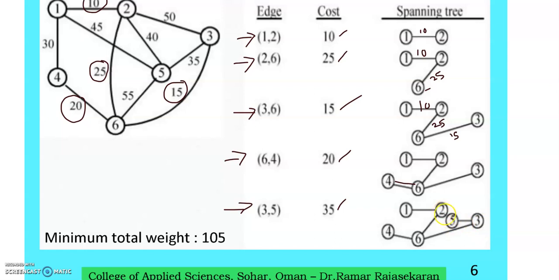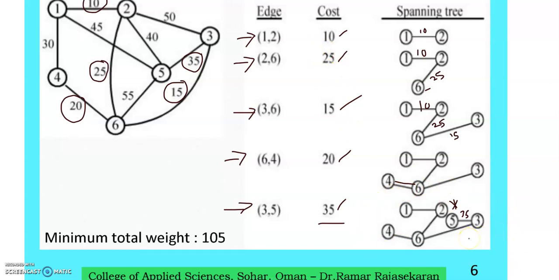Actually, 2 and 5 are not connected. They are very close to each other, but not connected by an edge. You have to understand, there is no edge between 2 and 5, but 3 and 5 are connected with the weight 35. So now this is a spanning tree, a minimum spanning tree we can say.